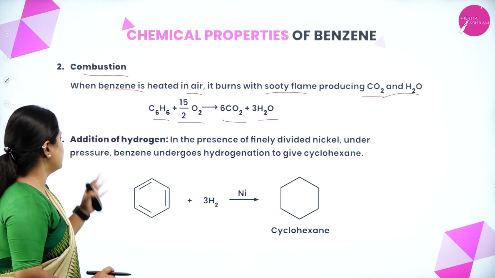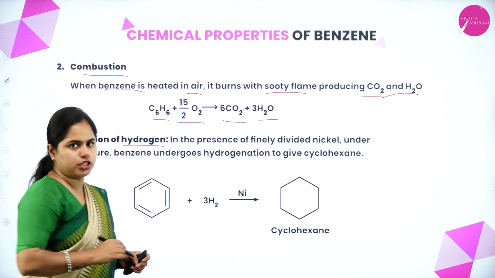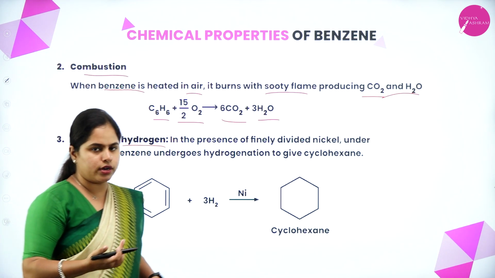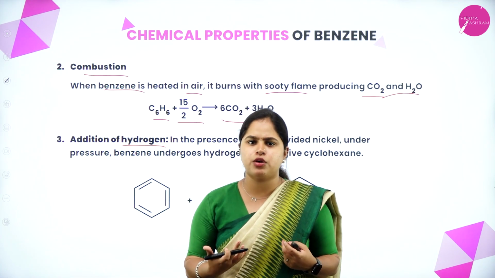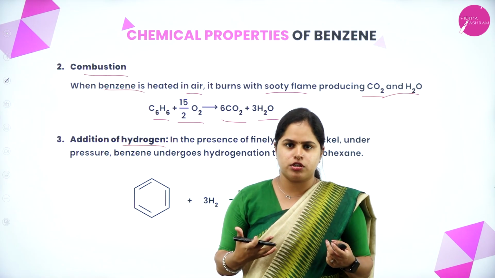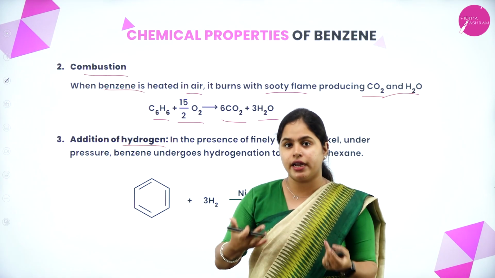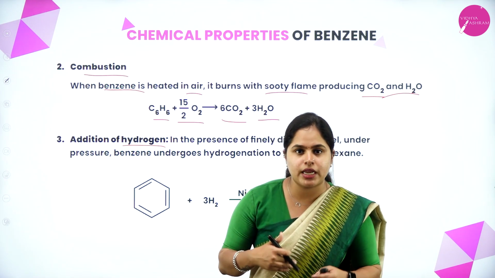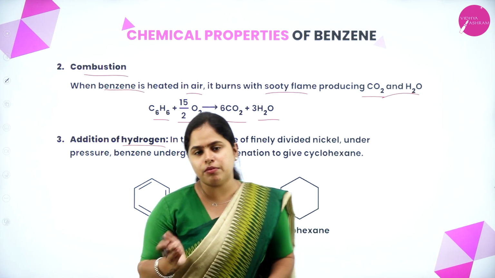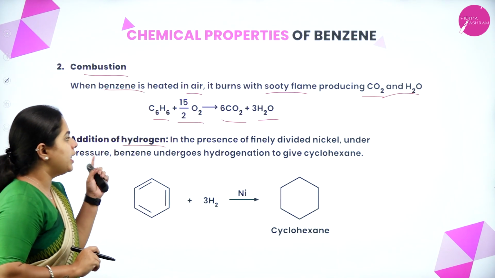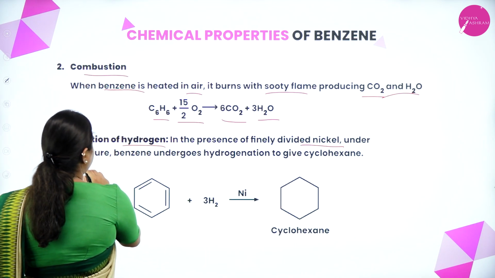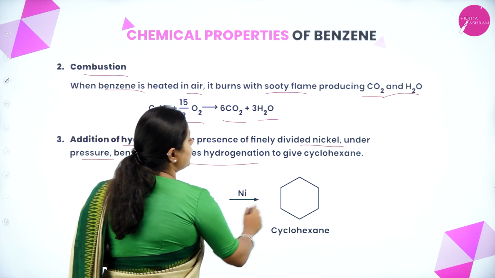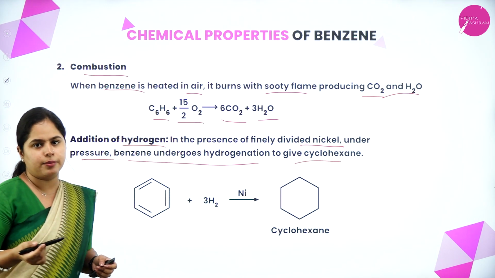So this is combustion. The next one is addition of hydrogen. You have already studied this in organic chemistry also. If you add hydrogen, what will happen to the double bonds or triple bonds? When we add hydrogen, yes, the double bonds will break and become single bonds, right? The same thing is going to happen here also. Let's see. In the presence of finely divided catalysts like nickel, under pressure, benzene undergoes hydrogenation to give cyclohexane.